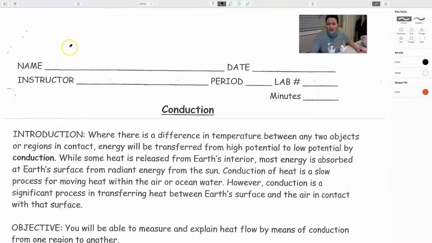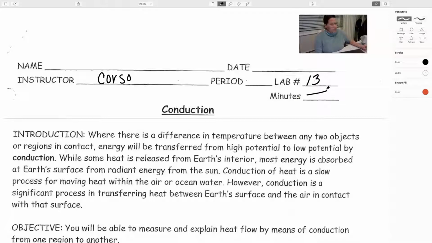So here's the deal. For the conduction lab, what you want to do is just get to it in your Microsoft Teams. You're going to fill out the name, along with today's date. I believe this is going to be on the 18th of December, but whatever date you're completing it on, you're going to fill in. You can just put my name in here, which is going to be Corso, and the period, whatever period you have me. The lab number is going to be lab number 13. Minutes is something that I take care of, so you don't have to worry about filling that out.